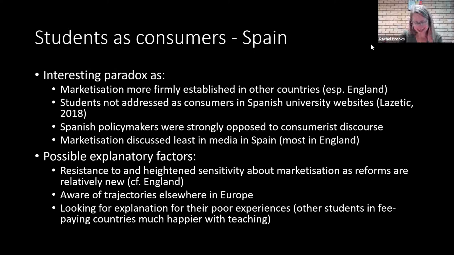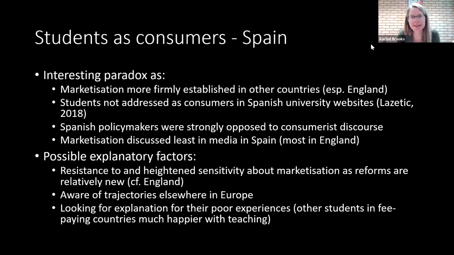Now, in seeking to explain the distinctiveness of the Spanish responses in this respect, it's possible that the stage of marketisation is significant. In England, for example, market reforms and consumer discourse are now firmly established. University websites clearly address students as consumers, and policy documents are infused with market logic. In such circumstances, ideas associated with marketisation may have become so normalised that they're not worthy of comment by students. In Spain, however, there may be heightened sensitivity and resistance to such ideas because they are relatively new and not yet firmly established in all parts of the higher education system.